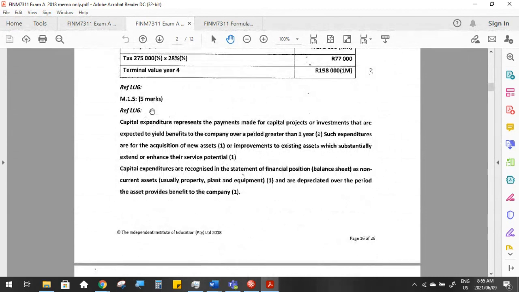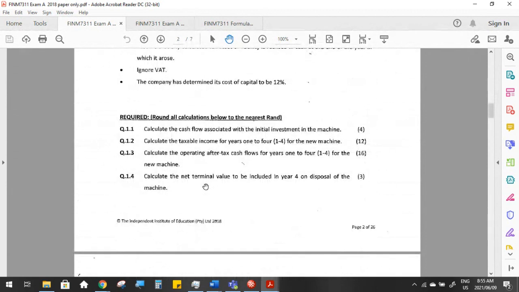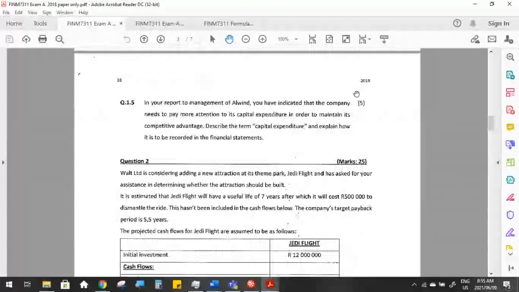So that, and then of the 40 marks, the 5 marks remaining is then that theory question. So just to remind you what they asked you there. So Tim, just to remind you, you can just have a look. They gave us all the info, and these are the questions that we've been working through. For 4 marks, they wanted the initial cash flow. 12 marks, they wanted the taxable income. And for 16 marks, they wanted the operating after tax cash flows for the project. And for 3 marks, the terminal cash flow. So that's what we worked through. And then for 5 marks, there was a theory question.